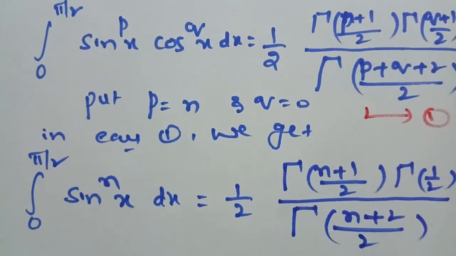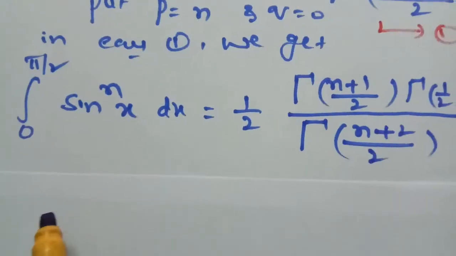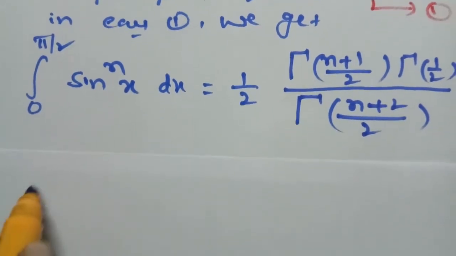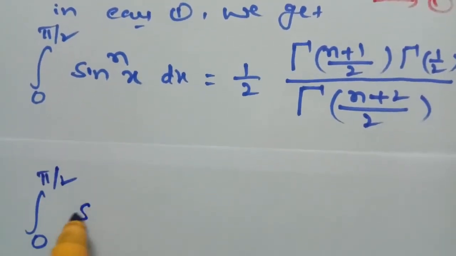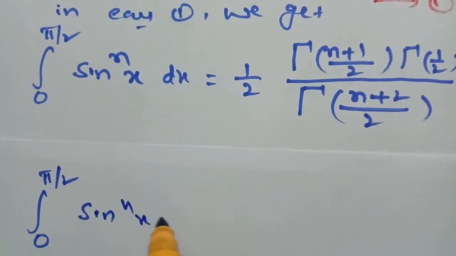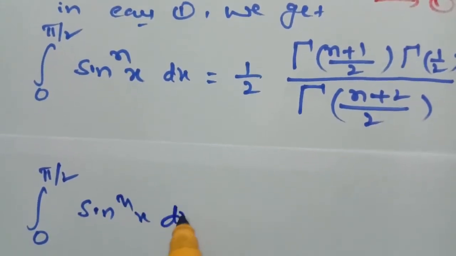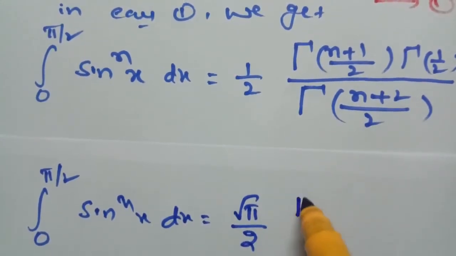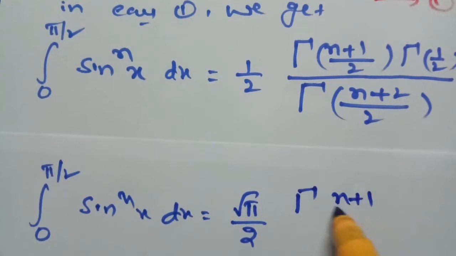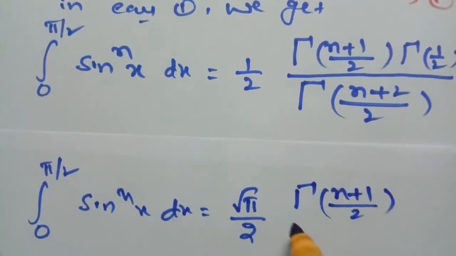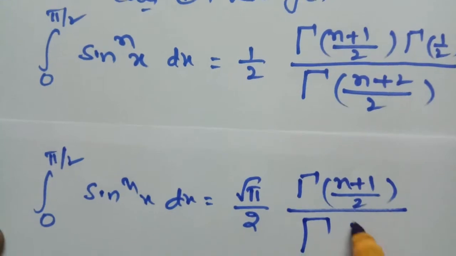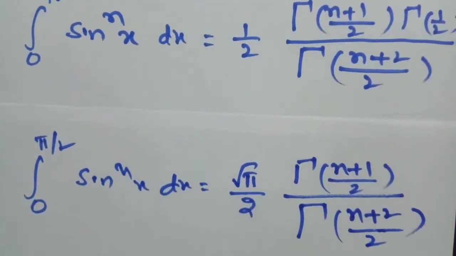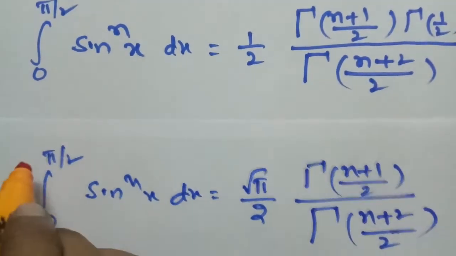But gamma half is equal to square root of pi. In the previous class, we proved that gamma half is equal to square root of pi. Therefore, sine power nx dx is equal to square root of pi by 2 into gamma (n plus 1) by 2 by gamma (n plus 2) by 2. This is the required result.